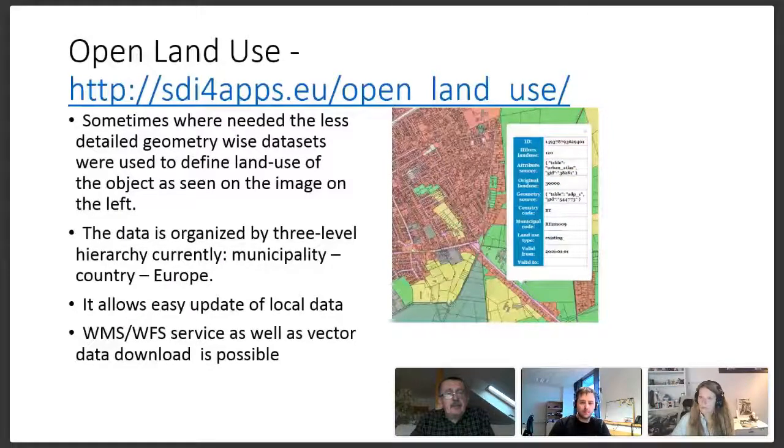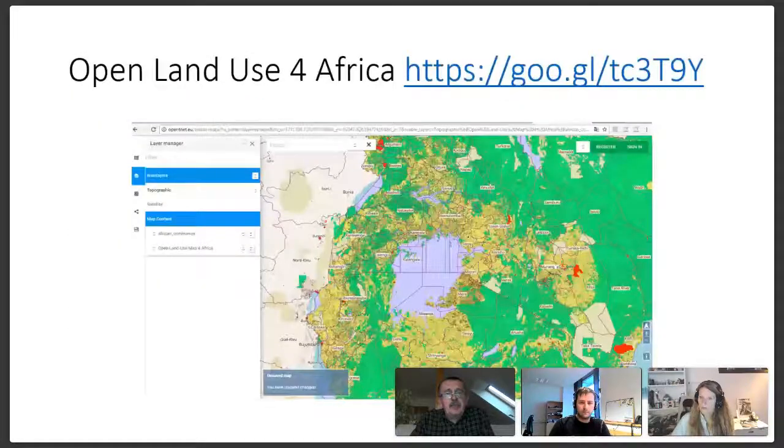What we also started at the last hackathon is to develop open land use for Africa, and we are looking for people ready to cooperate with us on this model. Until now, it does not cover all of Africa. I think it covers something like 20%, but we hope that we will be able to cover all of Africa and also start improving this data.